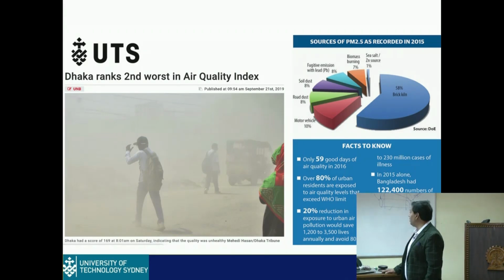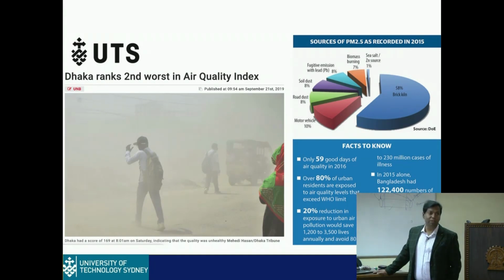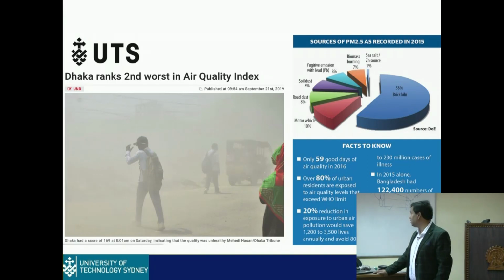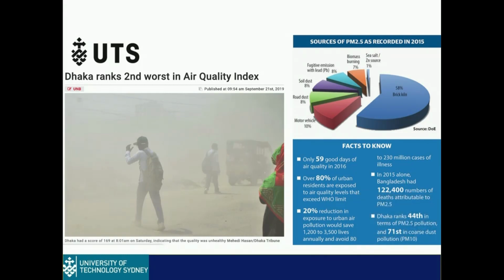Over 80% of urban residents are exposed to air quality levels that exceed the World Health Organization limit. They have some air quality limit, I think it is 80 or something, and it is always more than 200. It's very dangerous. And a 20% reduction in exposure to urban air pollution would save 1,200 to 3,500 lives annually and avoid 80 to 200 million cases of illness.